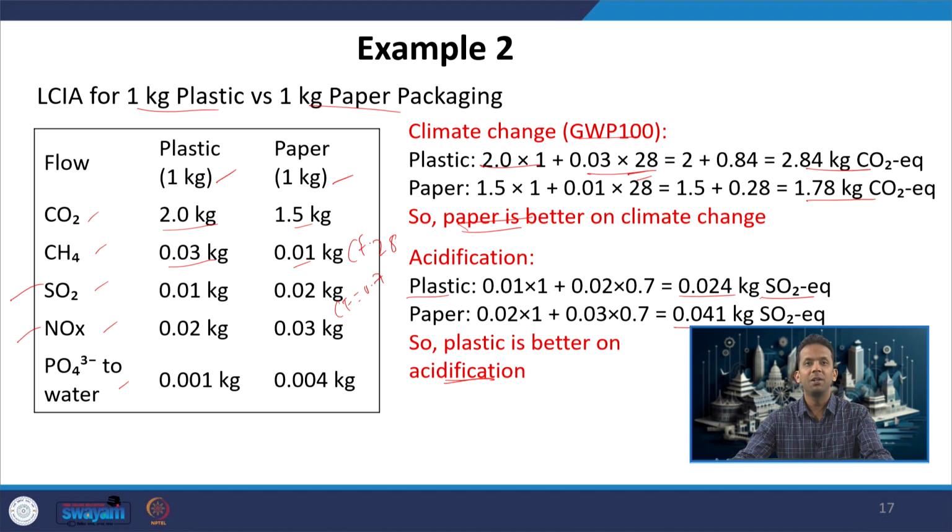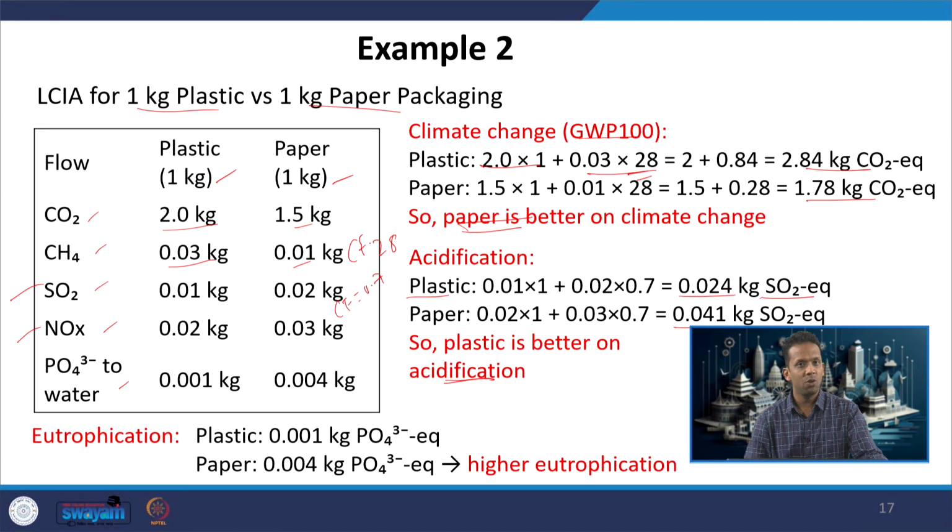In the other impact category, plastic is better than paper. So, which one is better overall? It's difficult, right? Let's look at the third impact category, eutrophication. Based on the data, it's only phosphate which is going to water, and water bodies typically get eutrophicated. So, we use only this value. Which one is having higher eutrophication? Paper. So, which one is better basically? Again, plastic is better. So, now plastic is better in two categories.